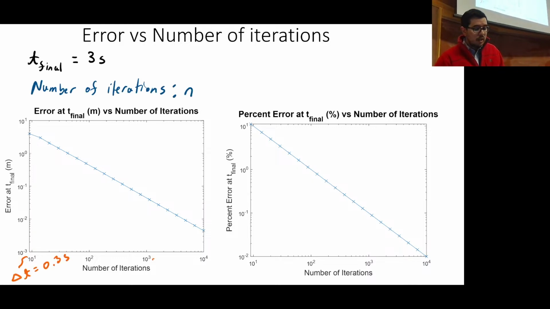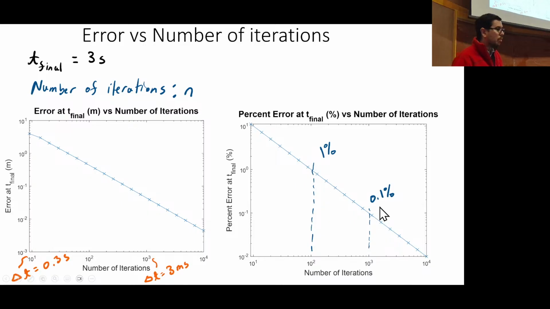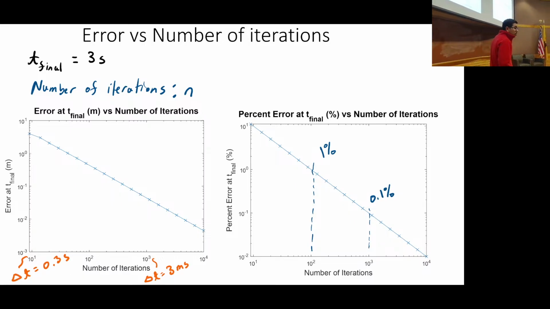So we can see here that once we go up by a factor of 10, right? So we had 10 iterations, and we're at 10% error. We have 100 iterations, we're at 1% error, and we're at 10 to the third, and we have 0.1%. This is a log-log plot.